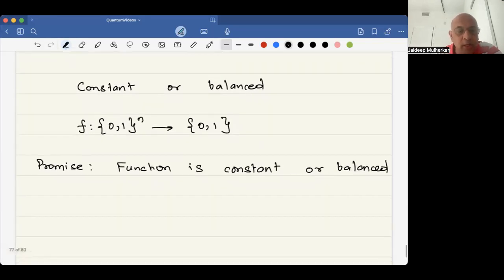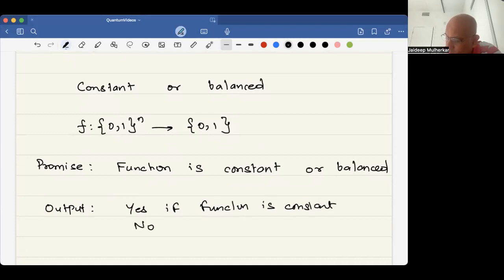So this is the promise, and we have to use our black box function, or this oracle, and come up with an output which is yes if the function is constant, or a no if the function is balanced, using the minimum number of queries to this oracle.